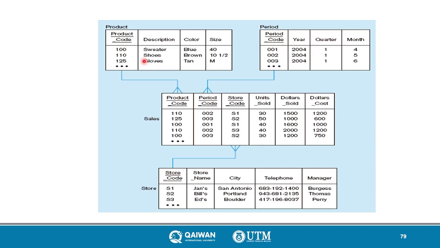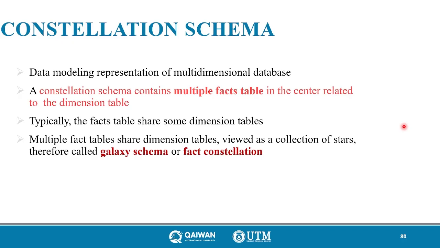And you see that, for example, the primary key in here, we have a period code. Also, we have the store code. These are primary key in here, but in here it would be a foreign key.